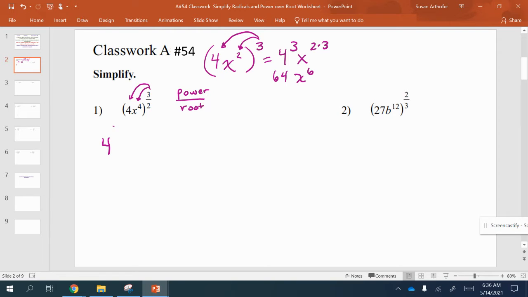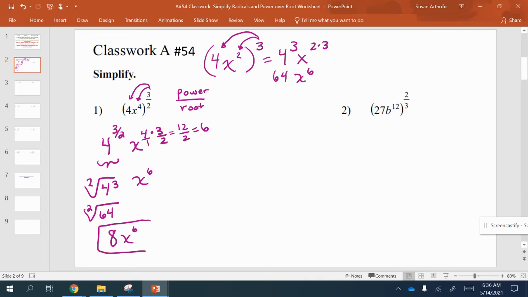So let's get going. 4 to the 3 halves, x to the 4th times 3 over 2. I'm going to do this one first. We have to write that as power over root. I'm going to reduce that: 4 to the 3rd on the inside is 64, and the square root of 64 is 8. For the x to the 4th times 3 halves, I'm going to make it 4 over 1, and I'm going to multiply straight across. That's 12 over 2, which reduces to 6. So this will become x to the 6. And here's our final answer.